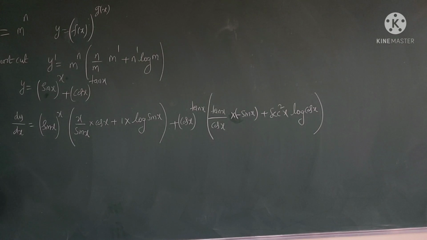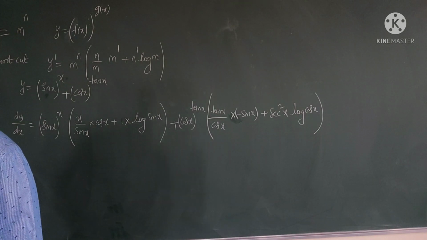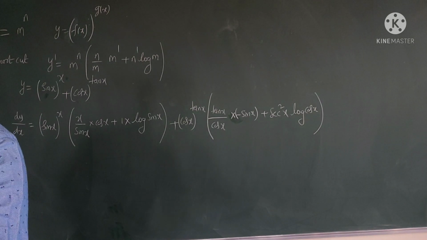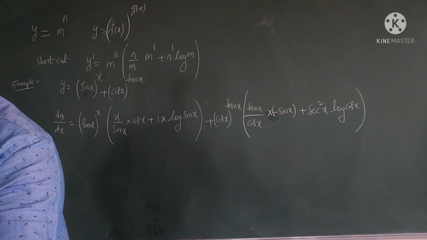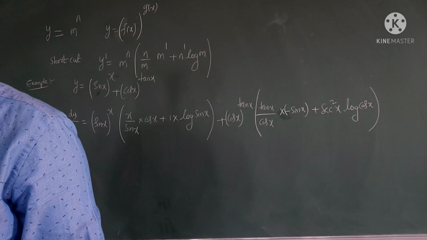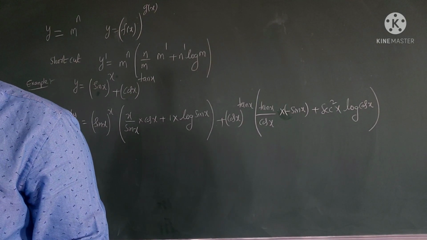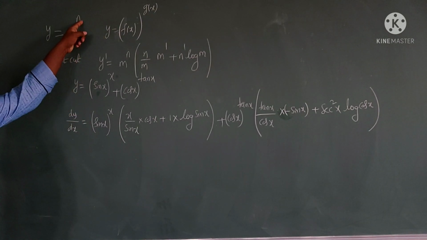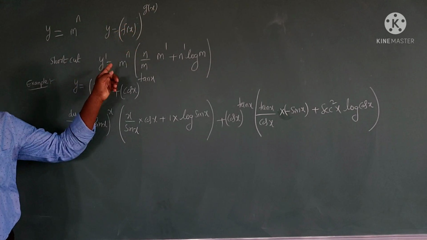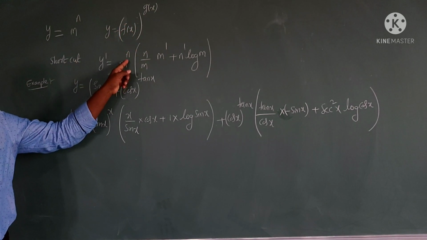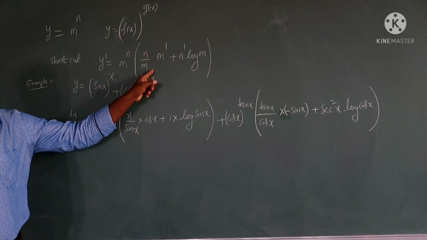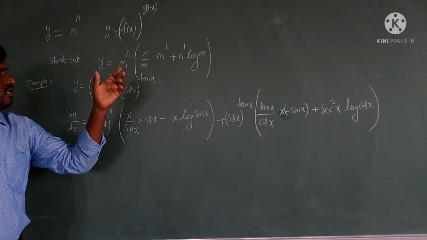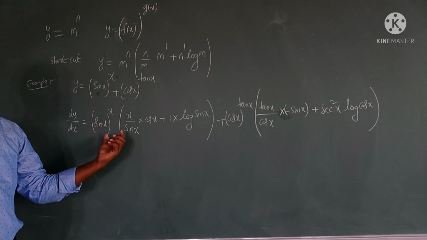So this is a shortcut for any question which is in the form of y is equal to m power n. This is the way to do the problems, for competitive exams only, not for all of them. If y is equal to m power n, or y is equal to f of x power g of x, then y dash of x is equal to m power n, that is n by m dash plus n dash log m. This will be the answer. So if we apply this, we get the answer.